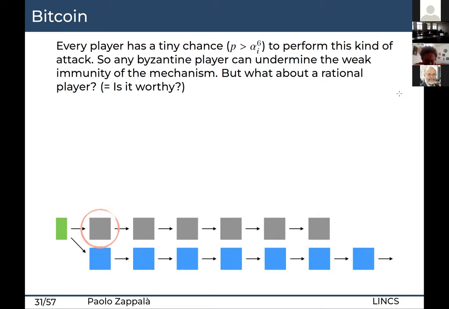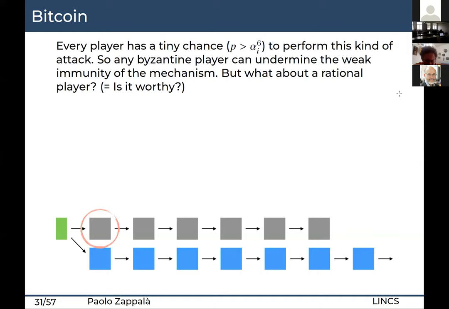So that's why the immunity for Byzantine players is zero, because anyone can, in theory, get the probability to revert an attack. Of course, this is a limit. It's possible, but is it worth it to do so? From the point of view of a rational player, does it make sense to revert a transaction?